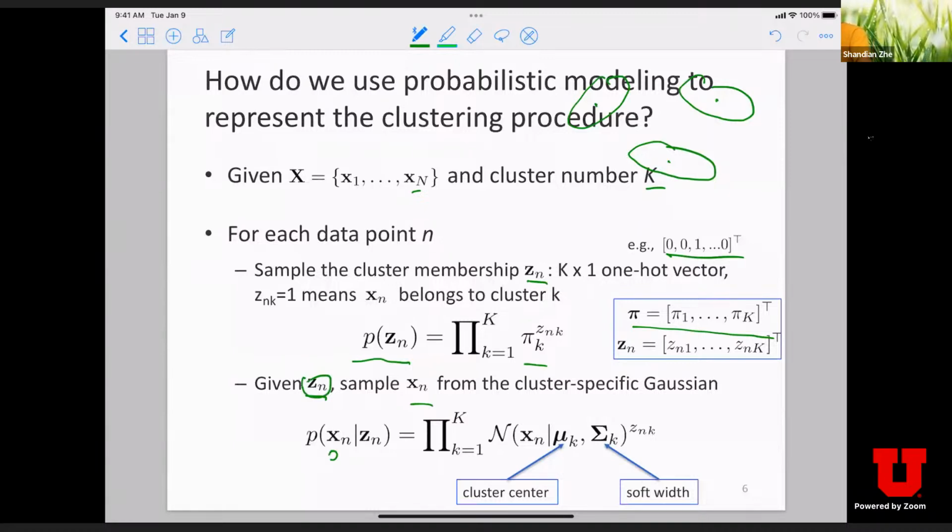So here, for convenience, we can write down this likelihood in this form: product of the Gaussian likelihood to the power of the indicator z_nk. Remember, there's only one element among those z_nk being 1. All the other elements are 0, so the power of 0 is simply 1. Any questions so far? We're just trying to refresh our minds. Okay.